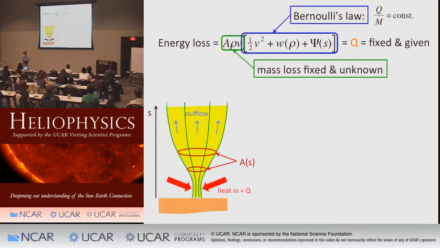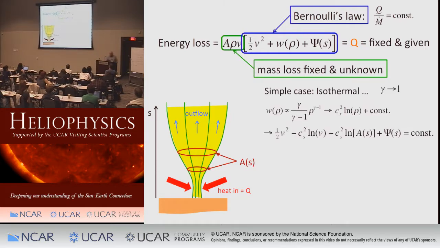Okay, and there's also the gravitational potential energy. So what does that actually tell us about the flow and the density? Well, you can start to work through. It turns out the easiest way to do this is to take a limit where instead of gamma being 5/3, we let gamma go to 1, which is to say, to make the math easier, imagine that this heat is being carried by a fluid at constant temperature. And if it's a constant temperature, the enthalpy is just the logarithm of the density.